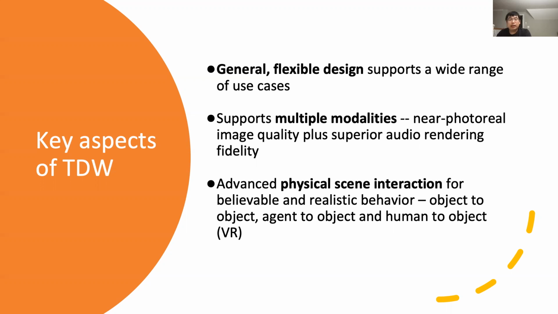And most importantly, TDW has advanced physical simulation abilities. It allows rigid body objects, soft body objects, cloth, and fluids to interact. So there are multiple ways that we can interact with objects and generate physically realistic behaviors using TDW. Users can affect objects directly through API commands or indirectly through an embodied agent. Users can even interact directly in VR, picking up virtual objects using a virtual representation of their own hands.